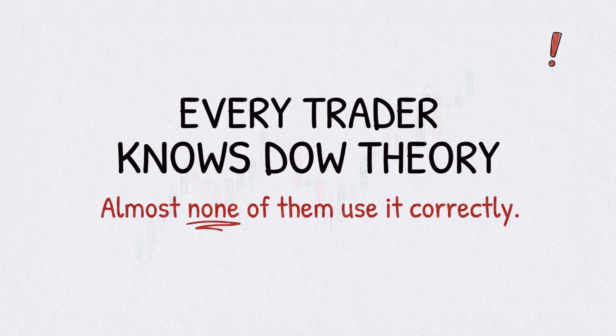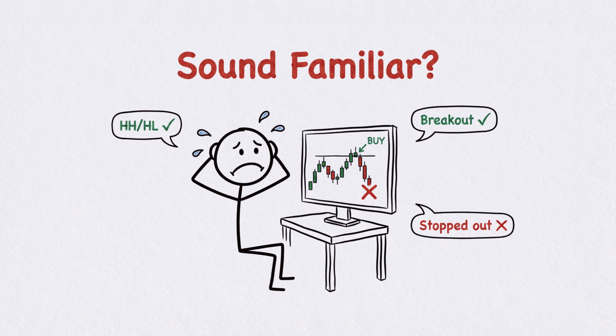Every trader knows Dow theory. Almost none of them use it correctly. You learned higher highs, higher lows, drew some lines, and got stopped out. Over and over. Price broke the high, you jumped in, and it reversed in your face. Sound familiar? Here's what happened.